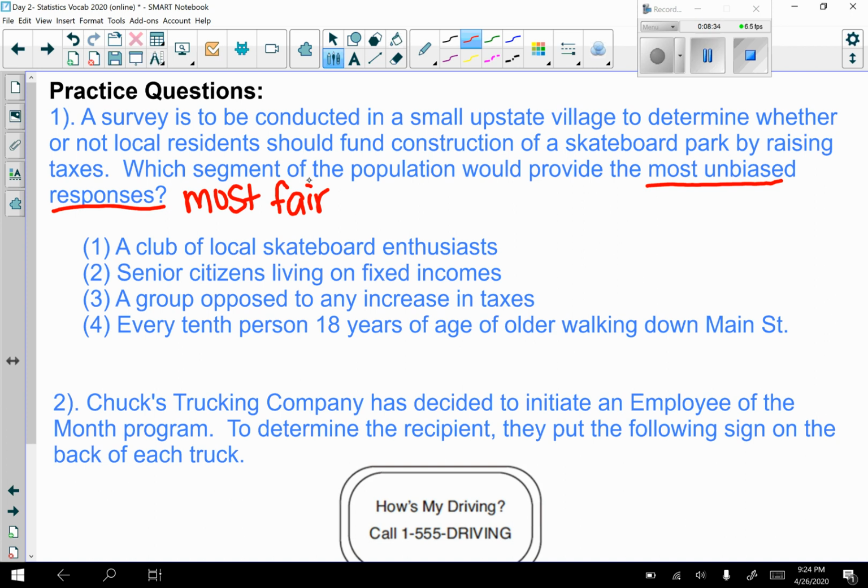So hopefully you chose choice 4. A club of local skateboard enthusiasts would not be a good sample because I'm talking about building a skateboard park, so they would be more in favor than others. Senior citizens living on fixed incomes, they would not want their taxes to be increased for something that they're not going to use. And a group opposed to any increase in taxes, they're obviously not going to want to build a skateboard park. Every 10th person 18 years of age or older walking down Main Street, that's good because I'm taking every 10th person, so that's a systematic random sample.